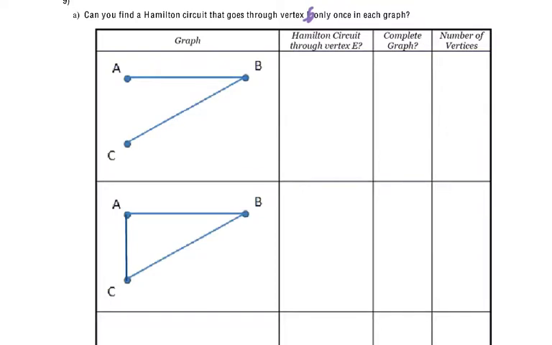So let's look at this one. If I started at A, can I get back to A going through each other vertex? So I go to B and then I go to C. I cannot get back to A. So I cannot make a Hamilton circuit, not just through E, just at all. Is this a complete graph? No, A and C are not connected. The number of vertices was 3.